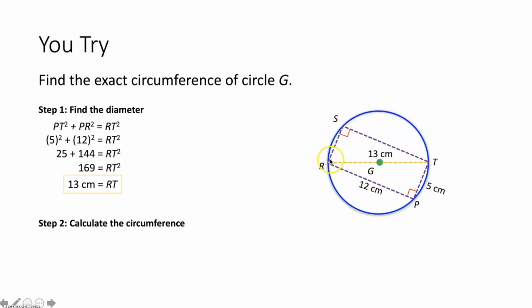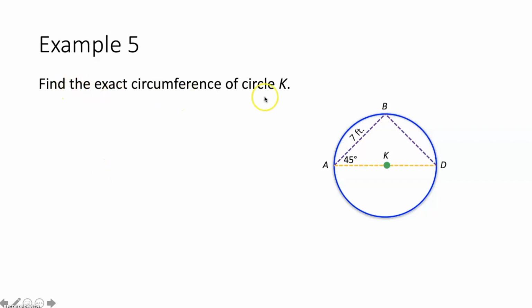In this particular instance, because we found the measure of our diameter, we're going to use C is equal to pi times d, where I plug in 13 centimeters for d, and take 13, multiply it by pi, and now I have the exact circumference of circle G. Remember, your exact circumference has to be in terms of pi, meaning pi needs to be in your answer. Now, example 5 says find the exact circumference of circle K.